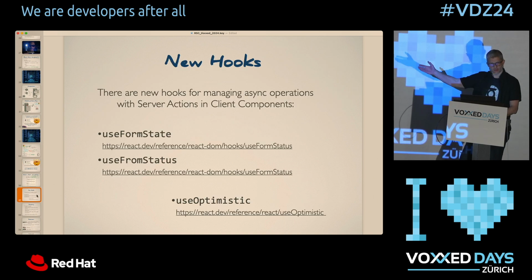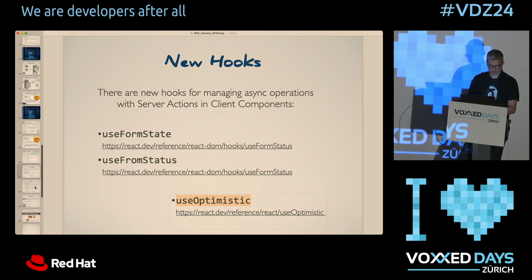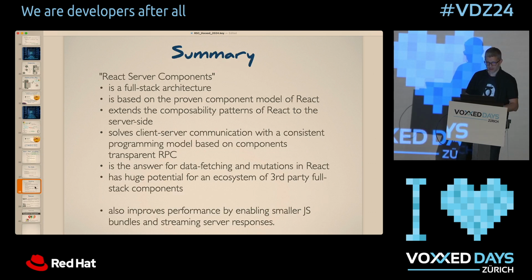There are some new hooks. We don't have time to look into that. If you are in the client component and you're working with server actions, there are new hooks to get the pending state and show a spinner, for instance, or to get some feedback back from the mutation, like error handling, error messages or something like that. There are also hooks for optimistic updates on the client, in the client component. So that was about it.